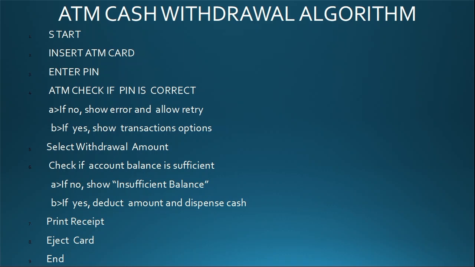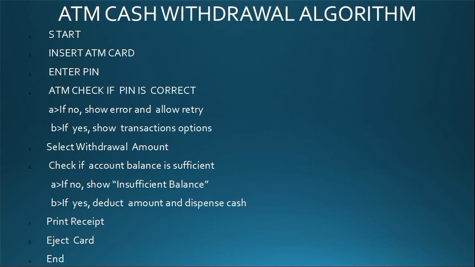That's also another logic of this algorithm, that is to check if account balance is sufficient or not. If it is sufficient, dispense cash. If it is not sufficient, show error message. That is, show error message that insufficient balance.